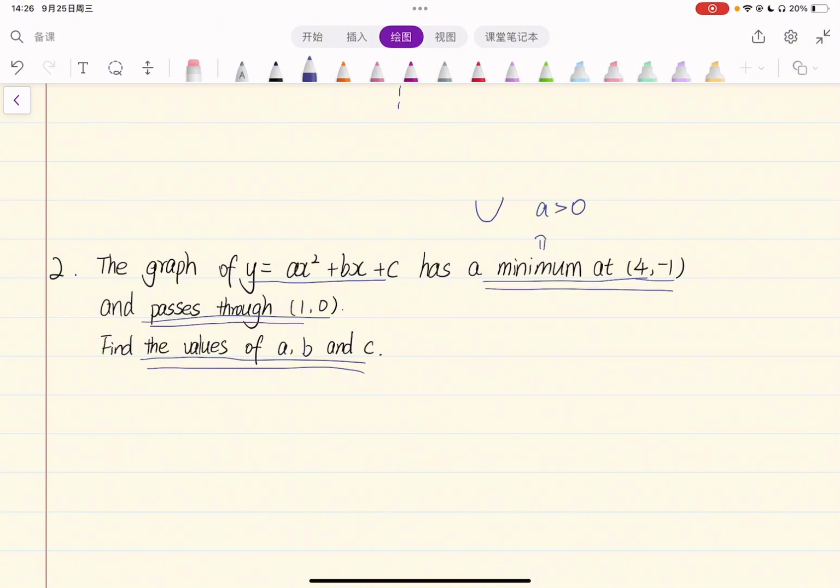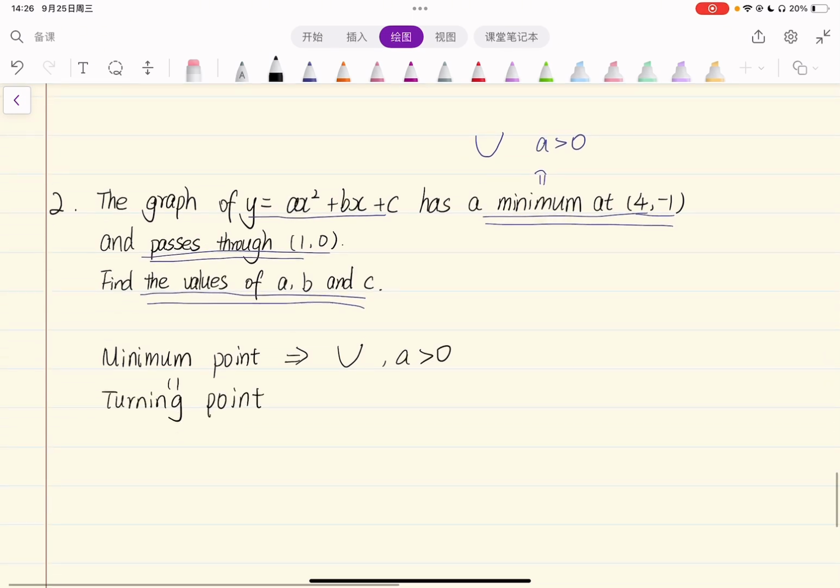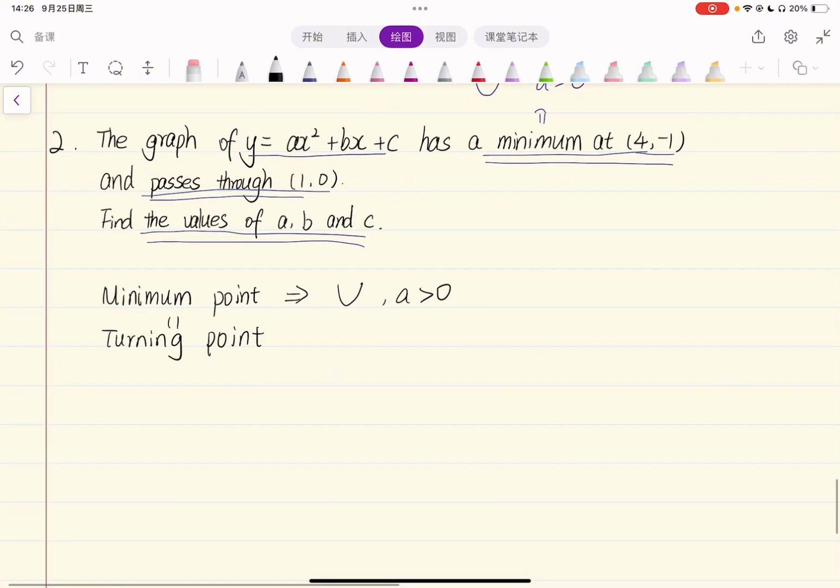Now we know that the minimum point. How do we do that? The minimum point told us a is greater than 0, and also the minimum point is the turning point. When you want to find the turning point, what we need to do is complete the square.